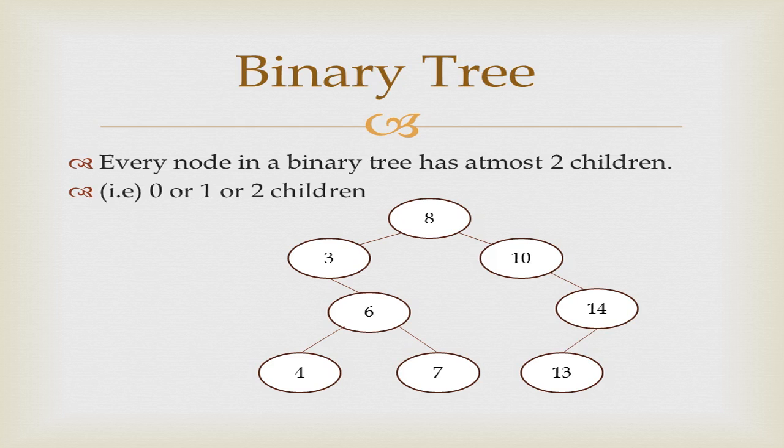So how will you identify a binary tree? You have to check whether every node in a particular tree has got a maximum of 2 children only, either 0 or 1 or 2. If that condition is satisfied, then you can declare your tree as a binary tree.